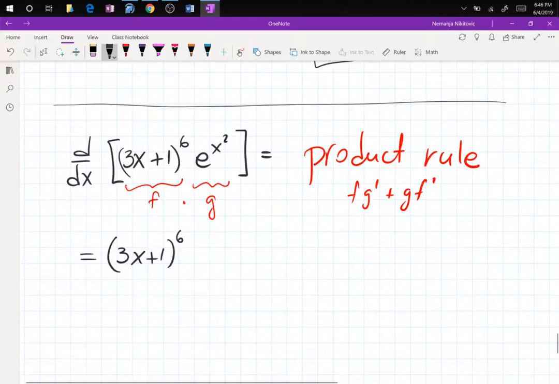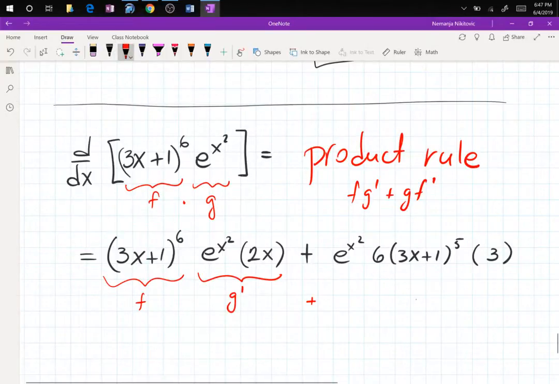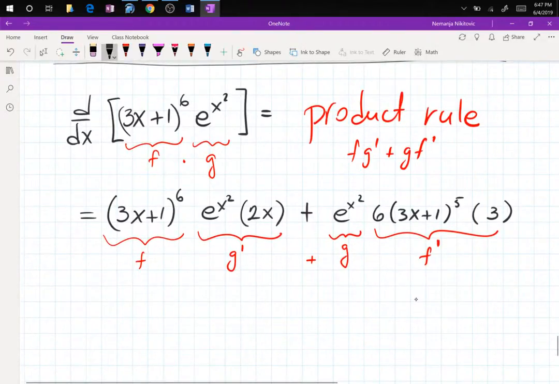And now we are supposed to take the derivative of g. Well, that's a chain rule. The derivative of e to the something is e to that something times the derivative of the exponent, which is 2x. So this is my copy of f, and this is my g prime for the product rule. Then we have a plus, and then we have copy g. Well, that's e to the x squared, and then times the derivative of f. Well, that's another chain rule: 6 times (3x plus 1) to the 5th power times the derivative of the inside, which is 3. And all you need to do is to clean it up.